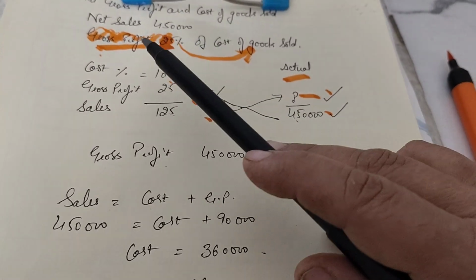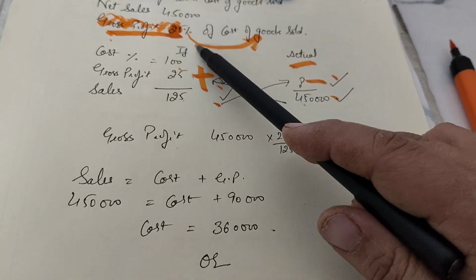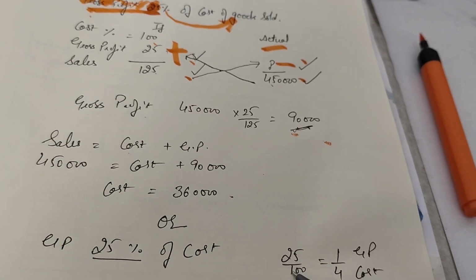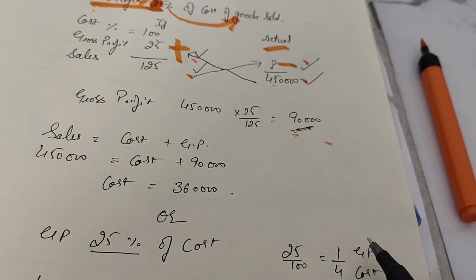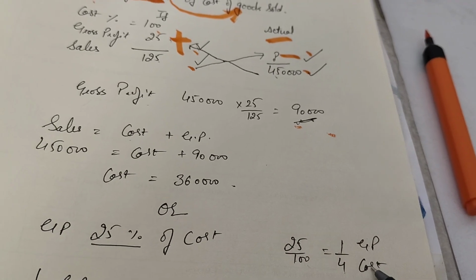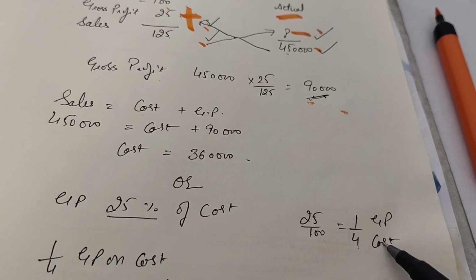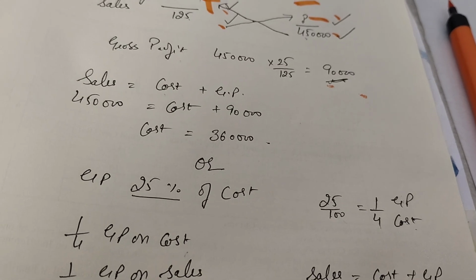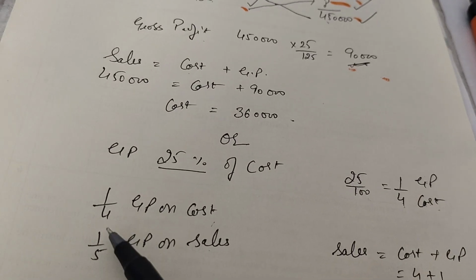There is another way through which we can solve this question also. When the question says GP is 25% on cost of goods sold, 25 by 100 becomes 1 by 4. As I told you, we were taking 25 as GP and 100 as cost. So now GP is 1 and cost is 4. If GP is 1 by 4 on cost, then GP on sales would be, with cost plus GP, 1 by 5.